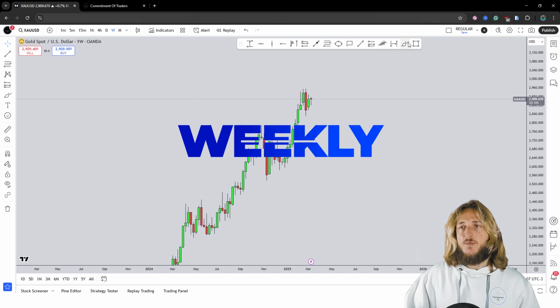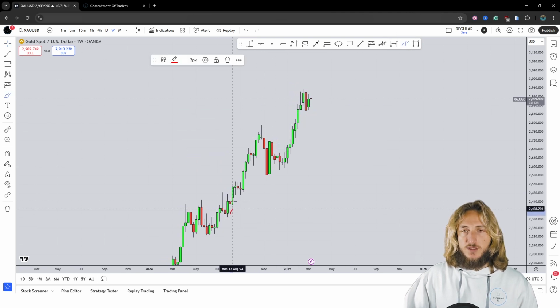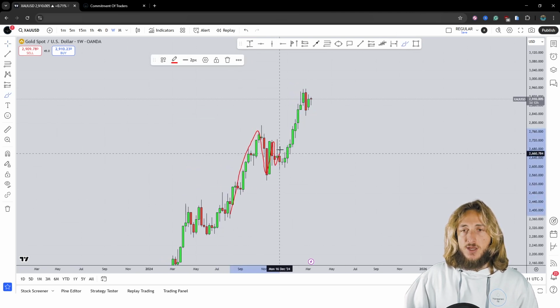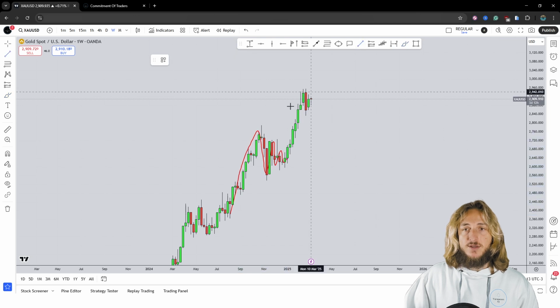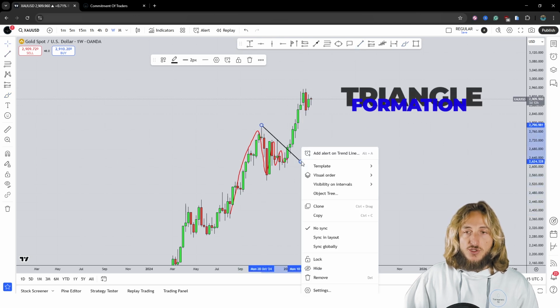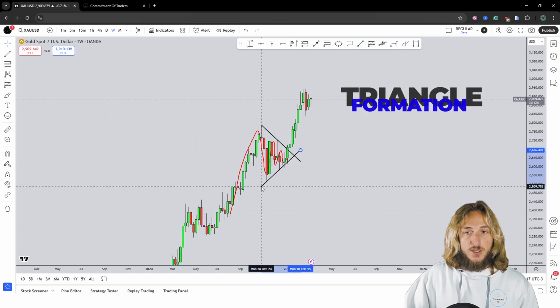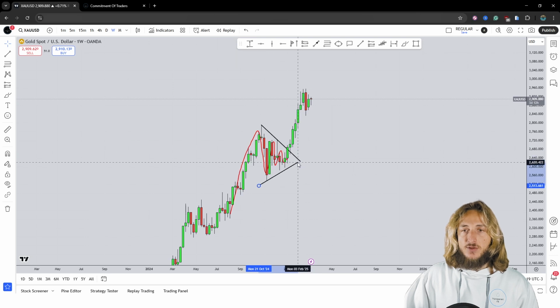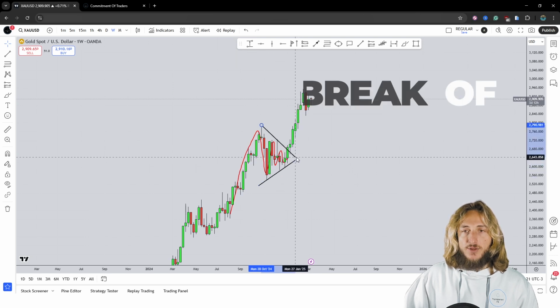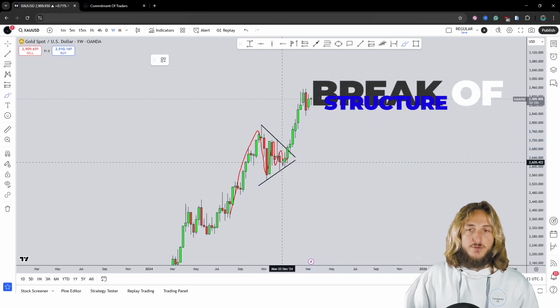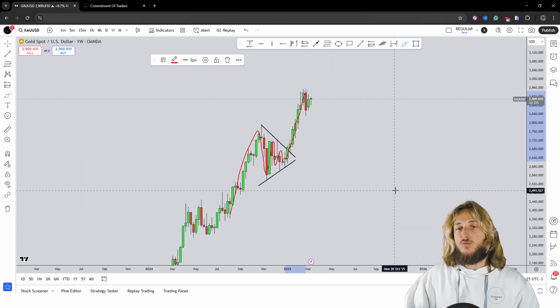From a weekly time frame as well, the price action is quite clear. We can see a strong impulse. Then we have this consolidation pattern in the form of a triangle formation, or as others like to call it, a wedge. And after that, we had a clear breakout away from the level. And after a breakout to the upside, you would expect more bullish continuation.